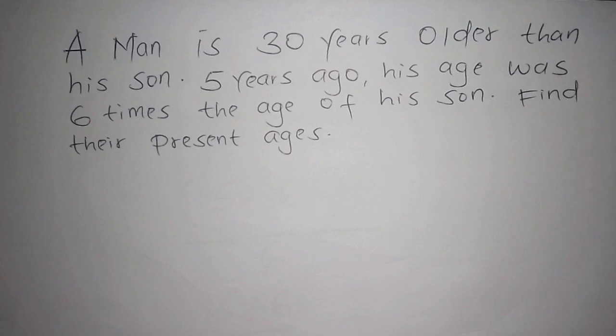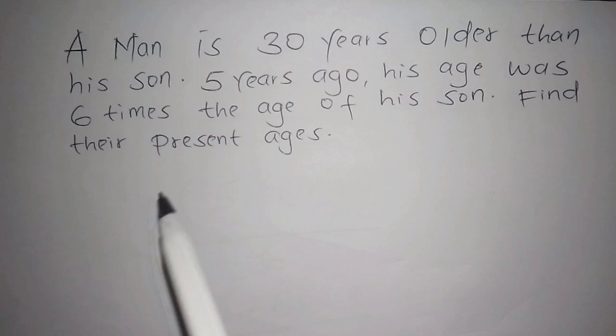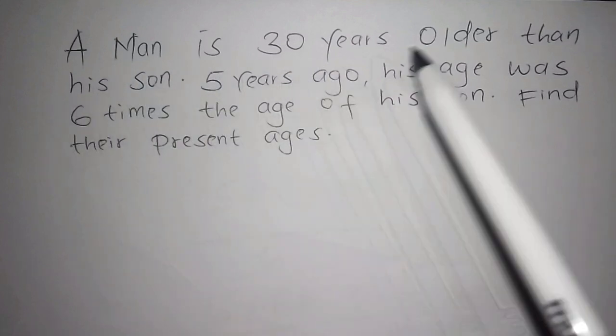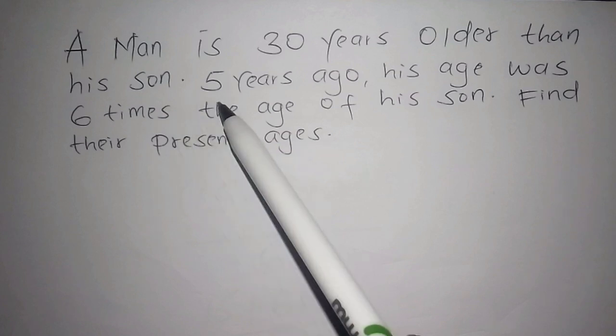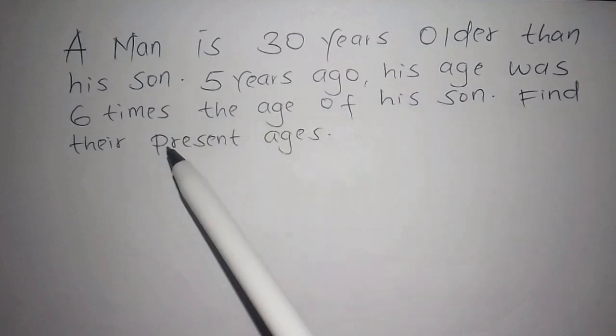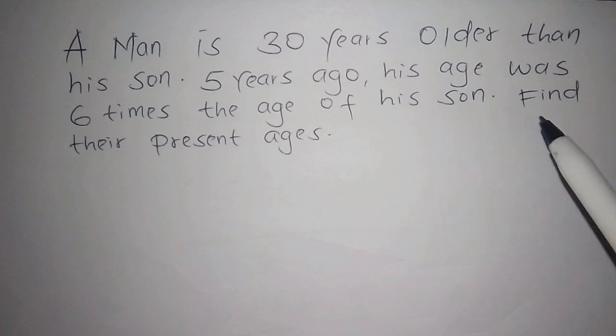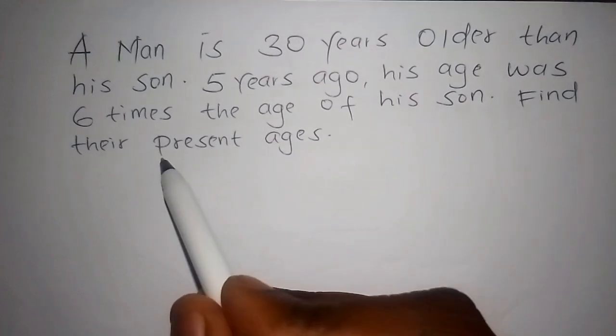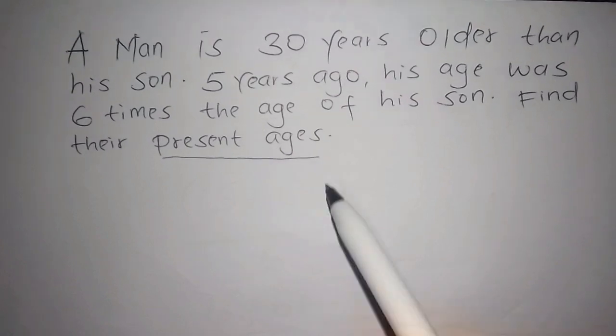So I hope you've got the answer with you. Let's confirm the answers that you've got as we go on step by step. Let me read it once more. A man is 30 years older than his son. Then we are told 5 years ago, his age was 6 times the age of his son. Find their present ages. Their present ages means that you are asked to find their ages now.